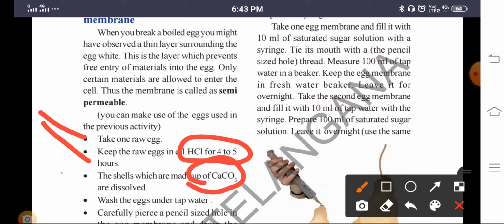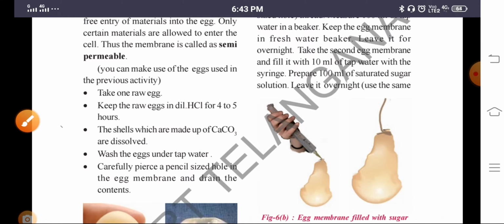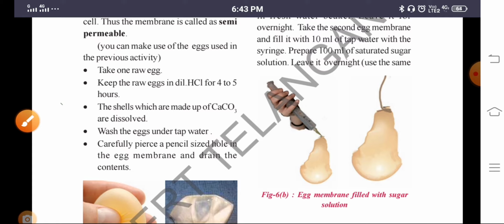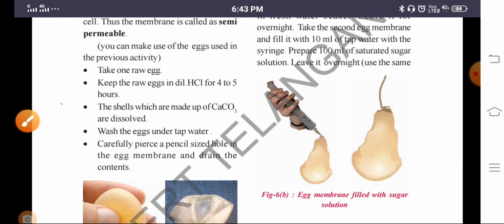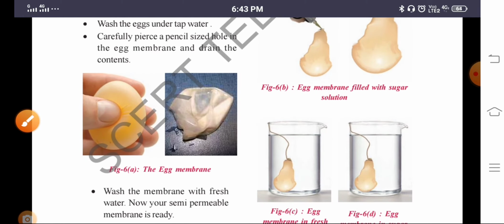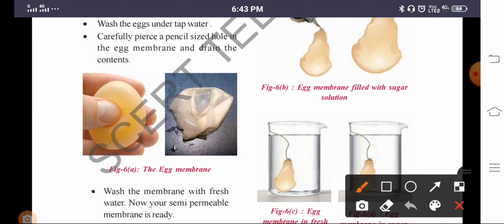So after completion of 5 hours, now wash the eggs under tap water and carefully pierce a pencil-sized hole in the egg membrane and drain the contents.